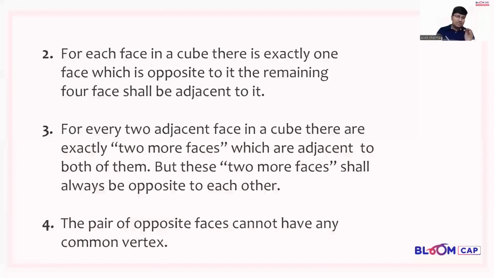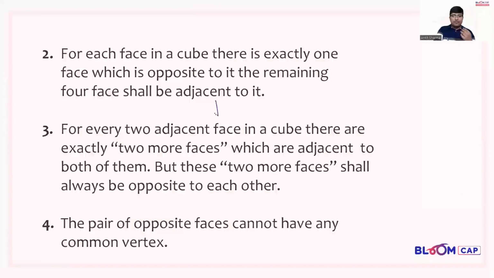The third property moves one step ahead and it says that for every 2 adjacent faces in a cube, I am repeating, for every 2 adjacent faces in a cube, there are exactly 2 more faces which are adjacent to both of them, but these 2 more faces shall be opposite to each other. Now this is slightly tricky and I will explain it in a very simple manner.